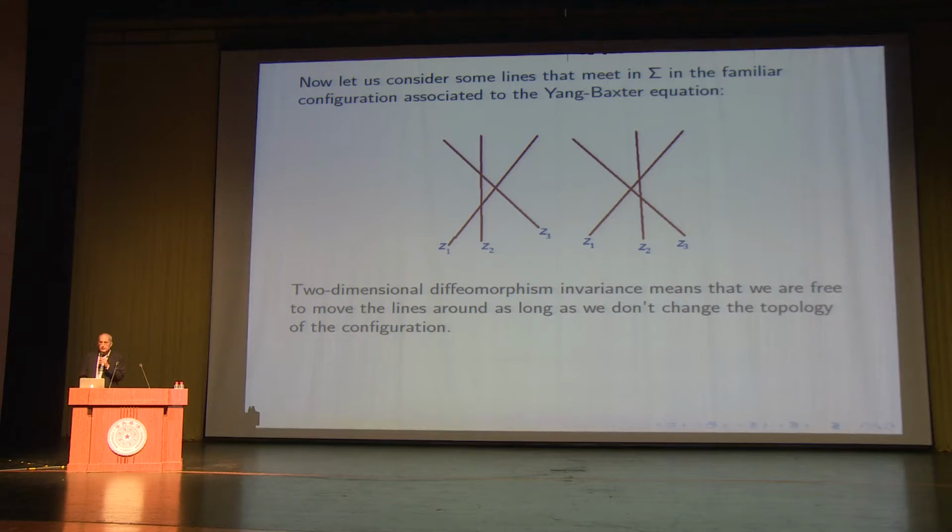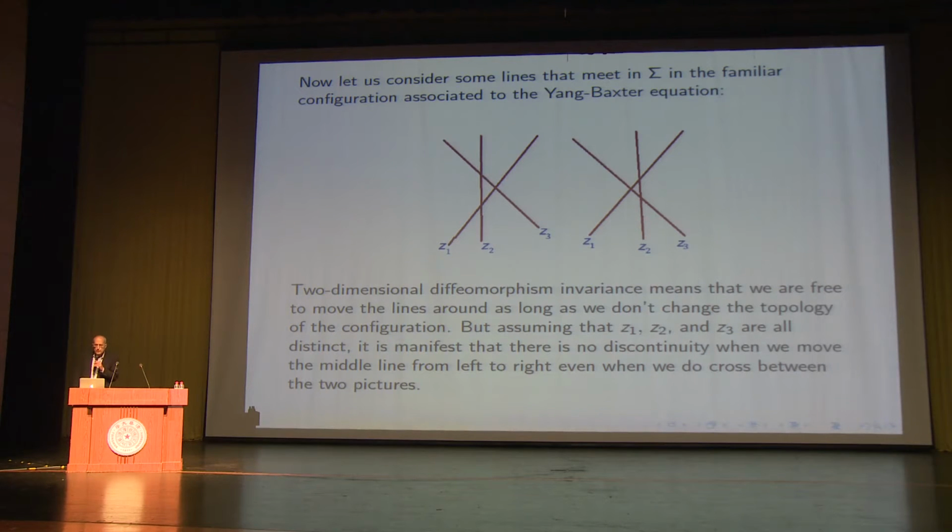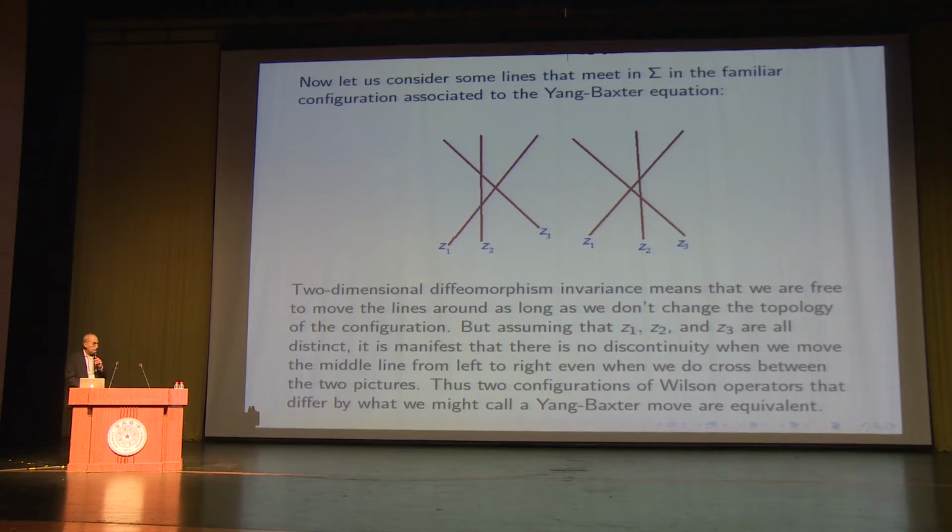But we should worry whether there could be a discontinuity when the middle line crosses the crossing point of the left and right lines. But assuming z1, z2, and z3 are all distinct, the well-definedness of the perturbation expansion ensures that there is no discontinuity when the middle line is moved from the left to the right, because there's actually no singularity in the full four-dimensional picture, since the three lines are not intersecting in 4 dimensions. There are different values of z. So the propagator was nice enough to make it clear that there's no discontinuity when we move the middle line from left to right. Topological symmetry says that it's constant on the left, constant on the right, and the smooth propagator says there can be no discontinuity in the middle. So that's why the two pictures are equivalent. So two configurations that differ by what we might call a Yang-Baxter move are equivalent.